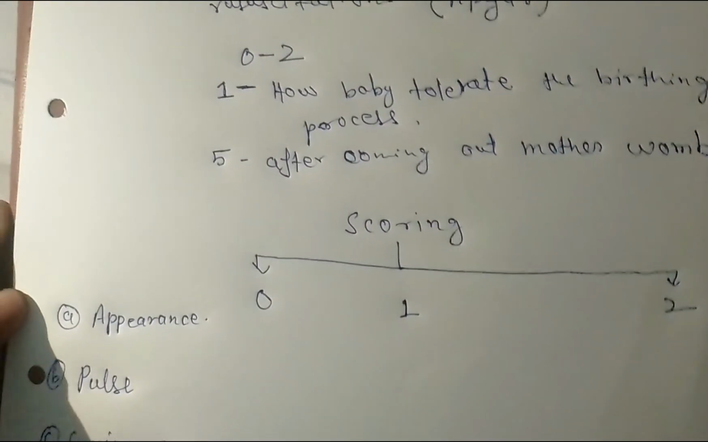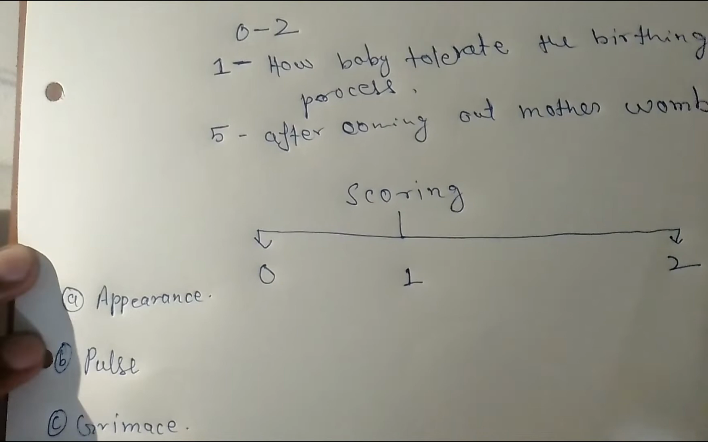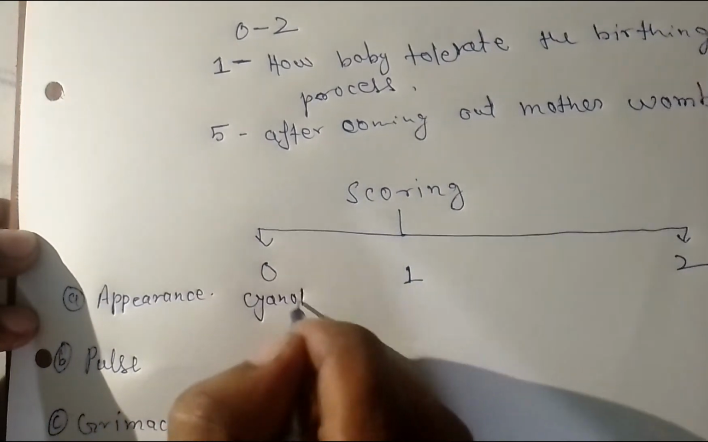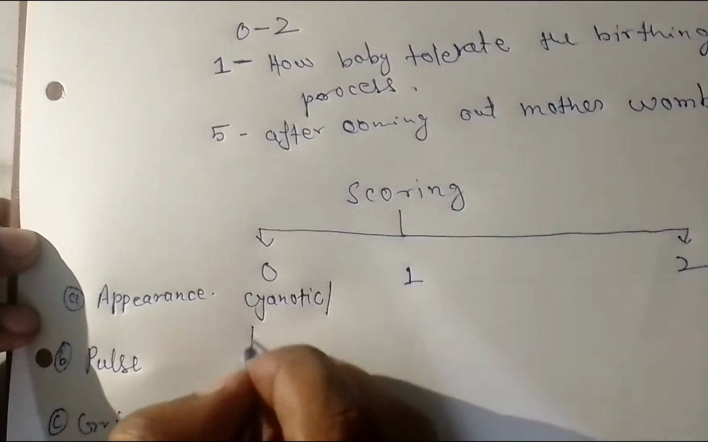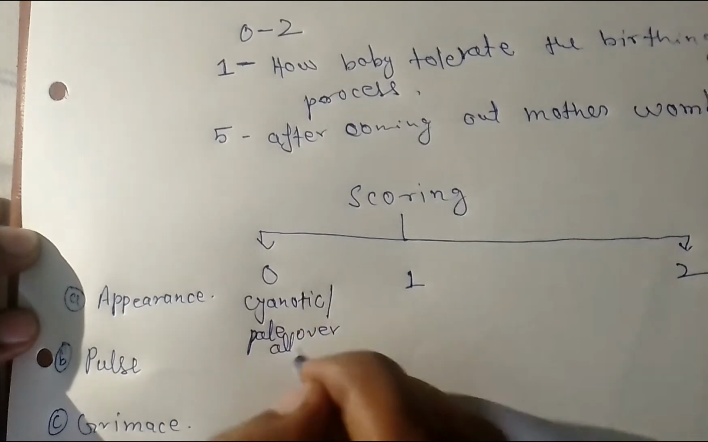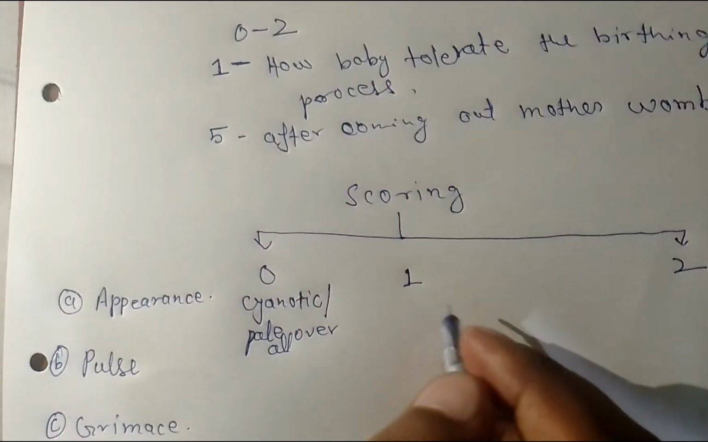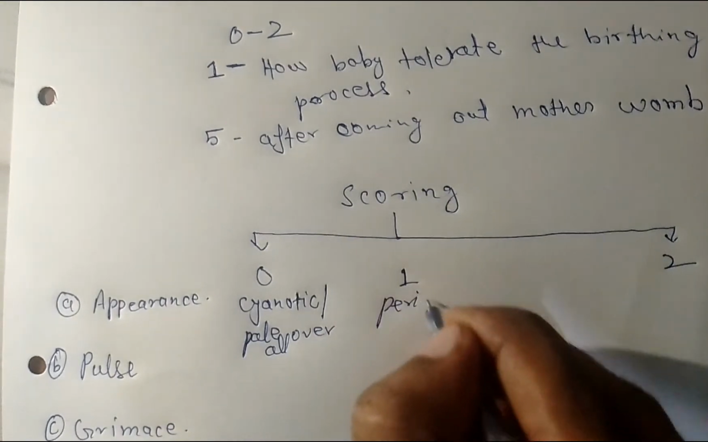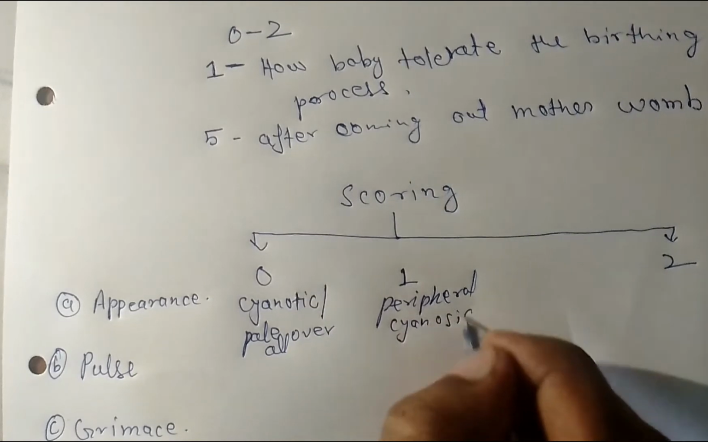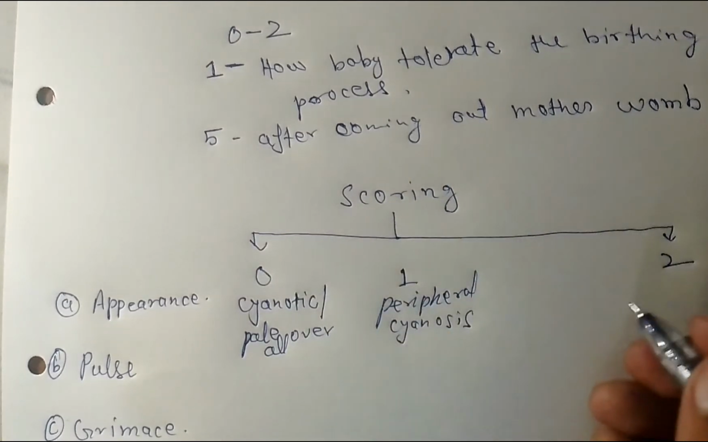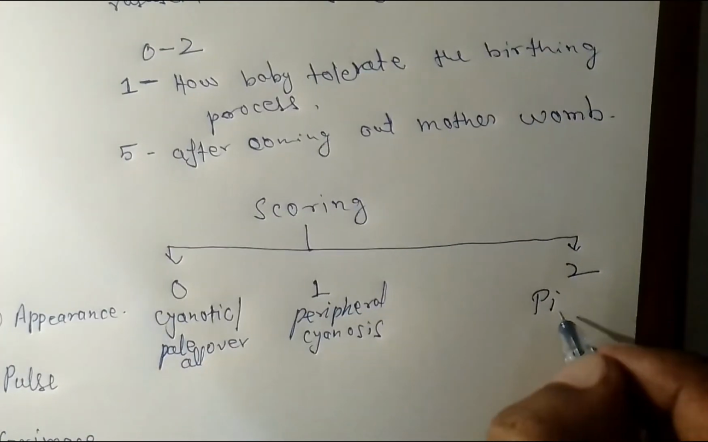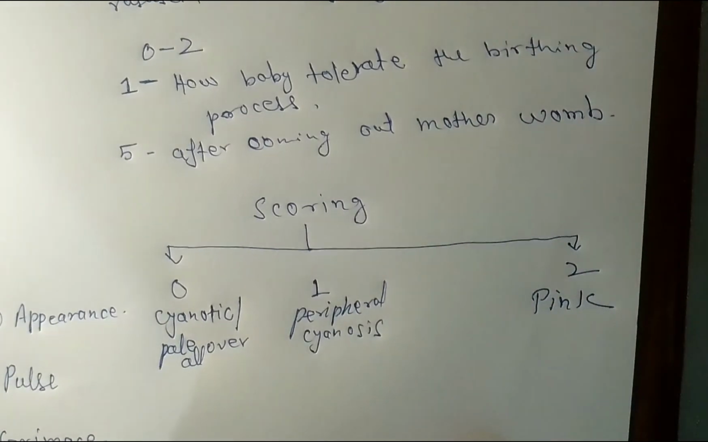Okay, first we will assess the appearance. If the baby shows cyanotic, pale overall, it will be 0. If the baby shows peripheral cyanosis only, it will be 1. And if the baby shows pink all over the body, it will be 2.